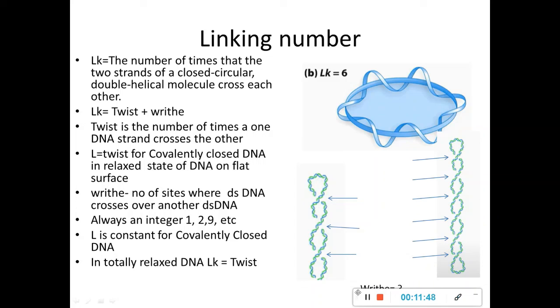When a single-stranded DNA crosses over another single strand, that is referred to as the twist. When a double-stranded DNA crosses over another double-stranded DNA, that is referred to as the writhe. Always, these two numbers together contribute to the linking number. The linking number is always an integer, and it could be 1, 2, 3, 4, etc. And in a covalently closed DNA, it is a constant. In totally relaxed DNA, as we noted earlier, the Lk is equivalent to the twist.